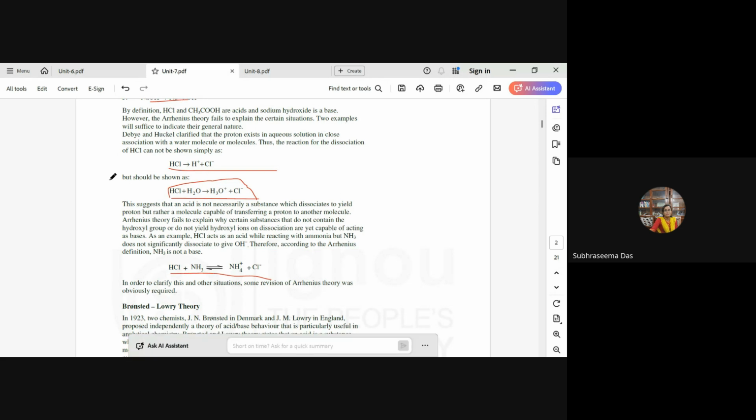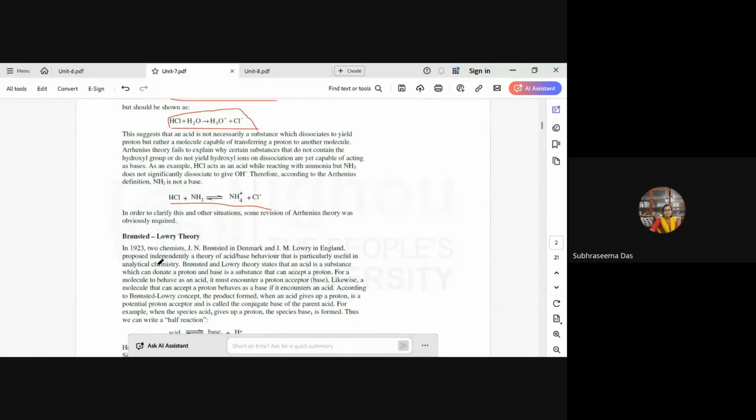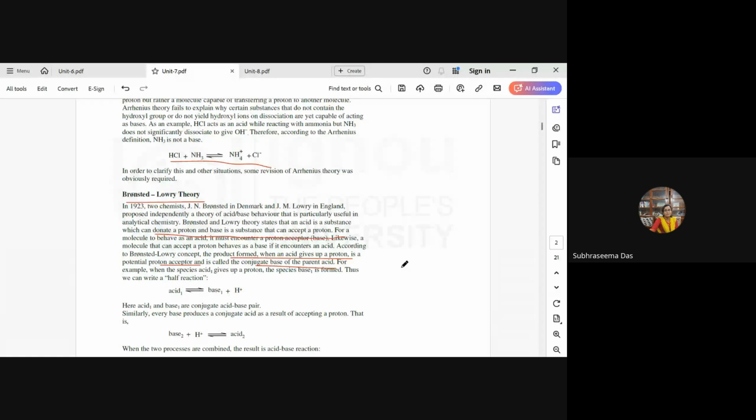Now, the second theory proposed for the definition of acids and bases is the Bronsted-Lowry theory. This theory was proposed by two scientists, Bronsted and Lowry, individually. They state that an acid is a substance which can donate a proton and a base is a substance that can accept a proton. For a molecule to behave as an acid, it must encounter a proton acceptor. According to this concept, the product formed when an acid gives up a proton is a potential proton acceptor, and it is called the conjugate base of the parent acid.